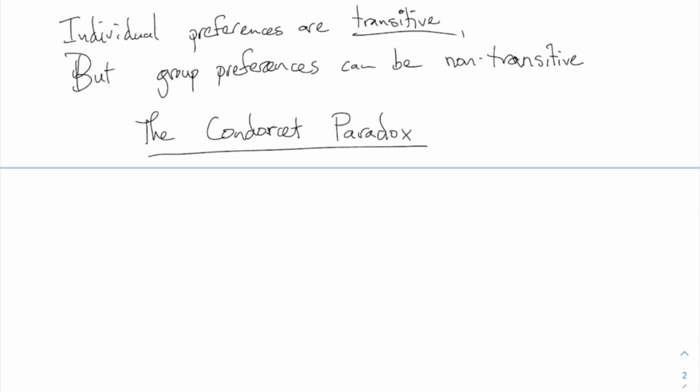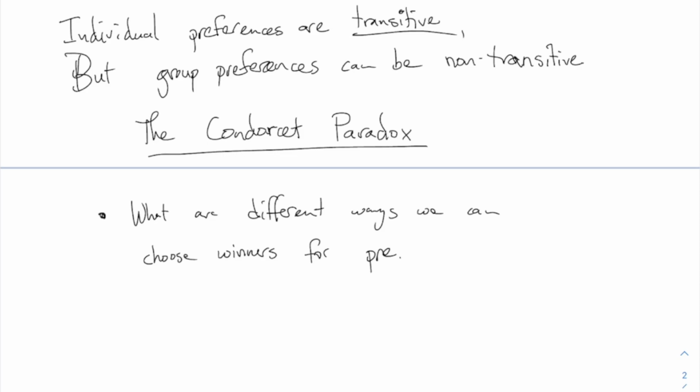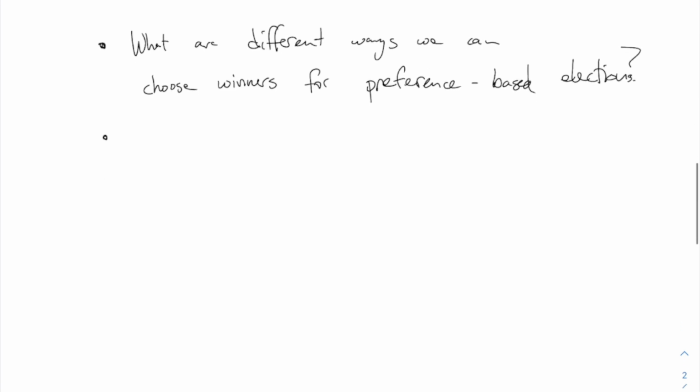So our big questions that we're going to be talking about over the next couple of weeks are: what are some different ways we can choose winners for preference-based elections? Like if I ask everybody, as I did last time, about your opinions about something, how am I even going to put all of those together and come up with a result? What are the different ways that we can choose the winner based on a bunch of preferences, if you all tell me your preferences? And then the second important question is, which of these ways are better? Which way is the best?